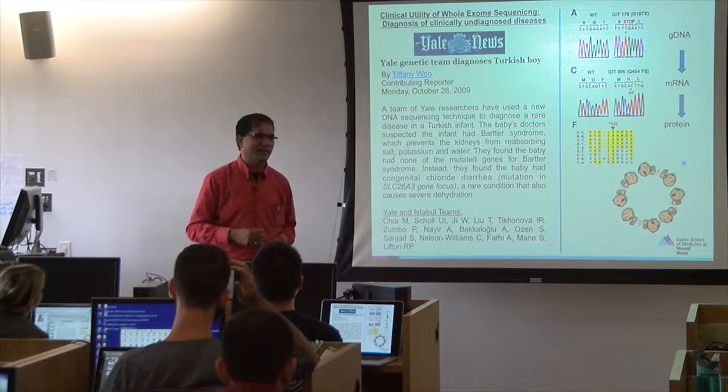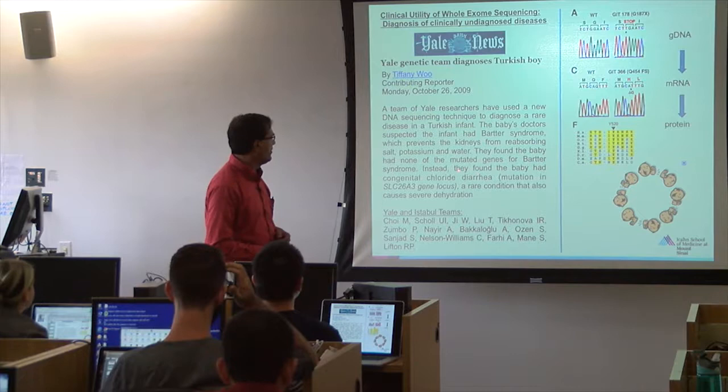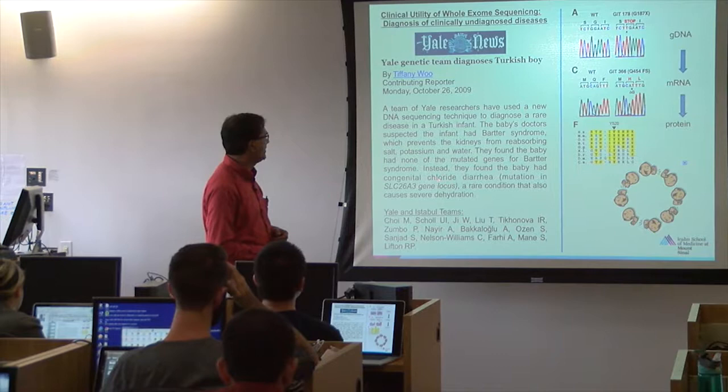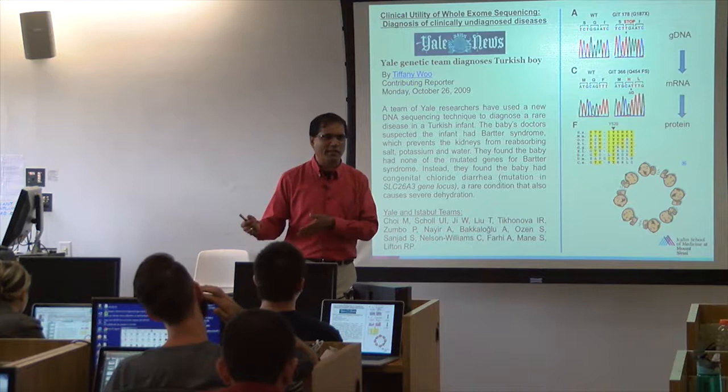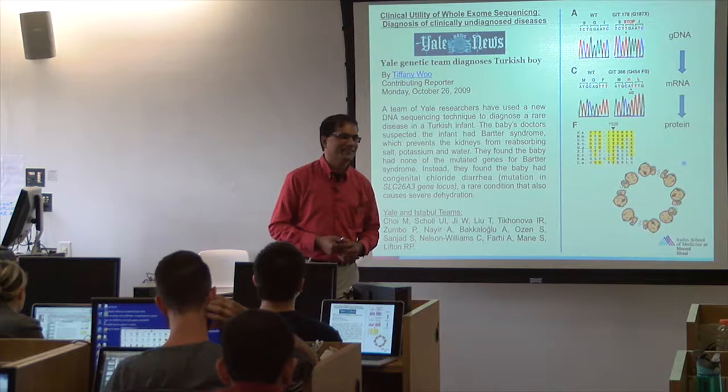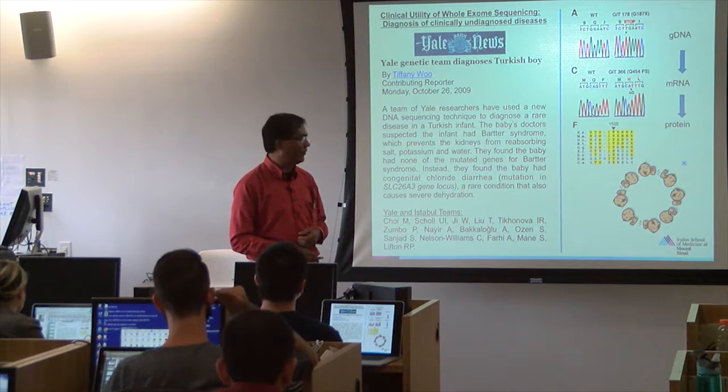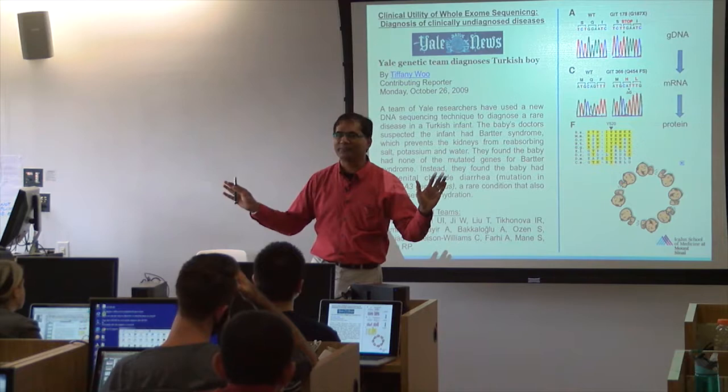So we got the gDNA and did the exome sequencing. When we did that, we found the mutation in a particular gene which is associated with chloride diarrhea. The baby could not absorb the ions. So the wetting of the diaper was not through the kidney or the urethra, but through the bowel, through the gastrointestinal tract. Right? And they said, this is the mutation here. The classical treatment is salt treatment. You give alternate salts. They gave it, and the baby was fine. It got cured.